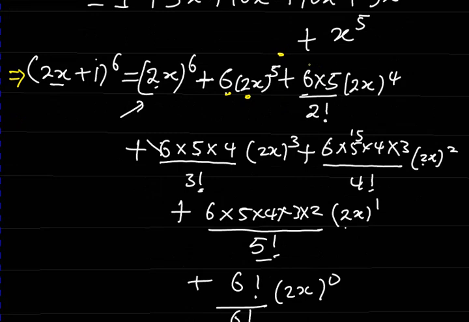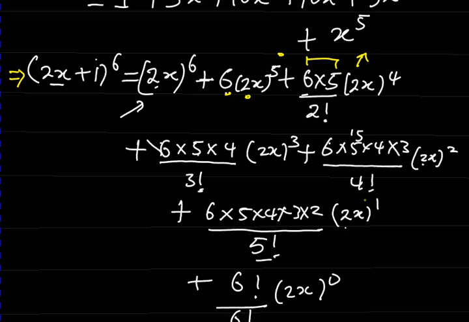Okay, so the next term, let's see what we have. Here we have 6 times 5, which of course is 30, divided by 2 factorial. 2 factorial is 2 times 1, which is 2. 30 divided by 2 is 15. Then don't forget that we'll still have 2 here raised to the power of 4. 2 raised to the power of 4 is 16. So we'll have 16 times 15, and of course that is 240.